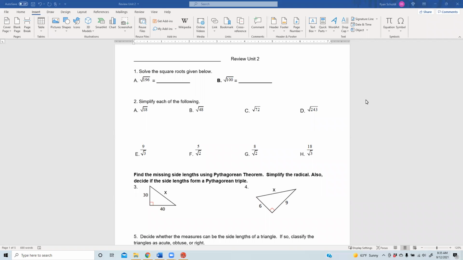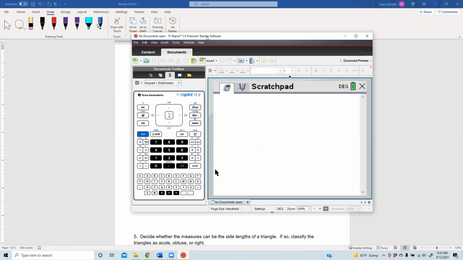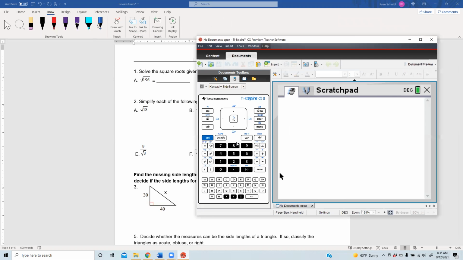Okay, so it is time for the Unit 2 review. First they ask us to solve the square roots given below. Well, the square root of 196. I could just type that in my calculator and get an answer. And if it's a whole number, then we're good.